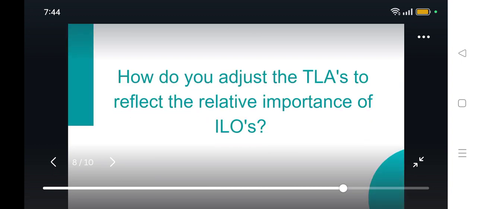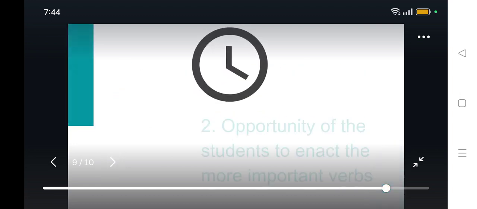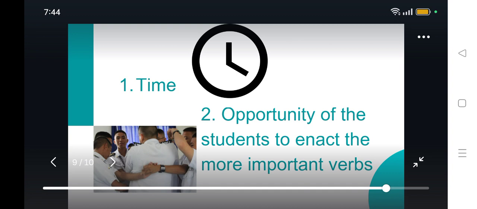And before we end, I want you to answer this question. How do you adjust the TLAs to reflect the relative importance of ILOs? We have to consider, of course, two aspects here: the time and the opportunity of the students to enact the more important verb. So this means that the higher the ILO, the higher the verb, the longer the time required. And then the students must be activating or enacting, or they must be engaged in the more important ILOs. So this is very important to consider, because sometimes we give more time to some not so important ILOs.